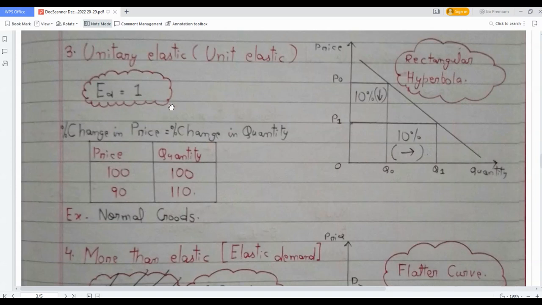The ED of this unitary elastic demand is equal to 1. Why is it equal to 1? As the change in price is equal to the change in quantity, the numerator by denominator is equal.